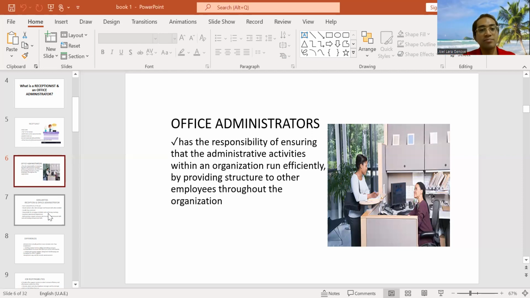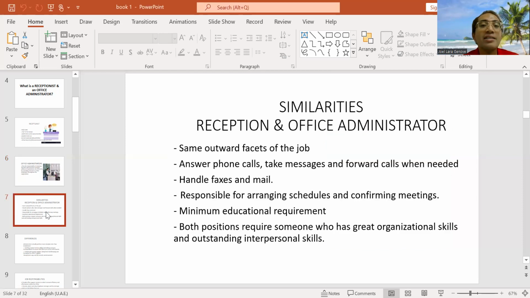Next, similarities of receptionist and office administrator. Same outward facets of the job: answer phone calls, take messages and forward calls when needed, handle faxes and mail, and be responsible for arranging schedules and confirming meetings. Minimal educational requirement. Both positions require someone who has great organizational skills and outstanding interpersonal skills.